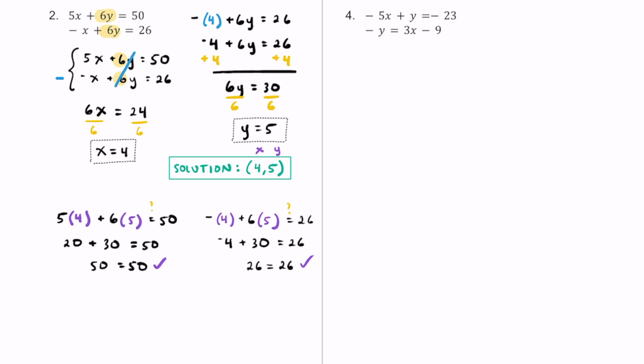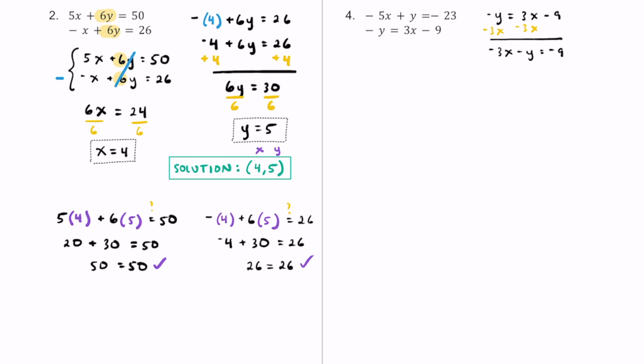So let's rewrite the second equation. Taking the second equation and just rewriting it, we'll have this negative y is equal to 3x minus 9. And let's get the x's and y's together here. So let's go ahead and take away 3x from the right side and take away 3x from the left side. So we have x's and y's both on the left side. If we go ahead and do that, we're going to get negative 3x minus y is equal to negative 9.